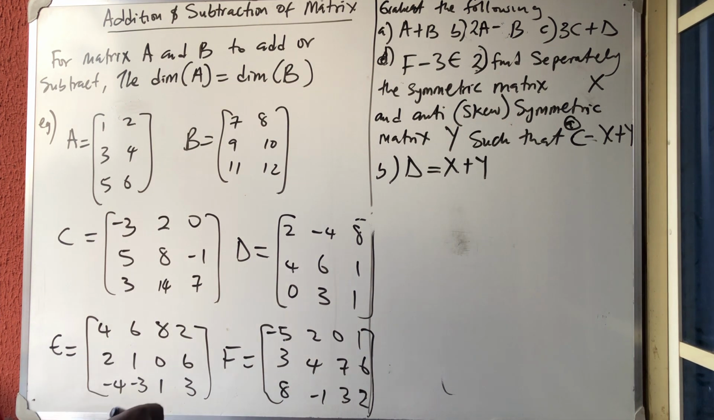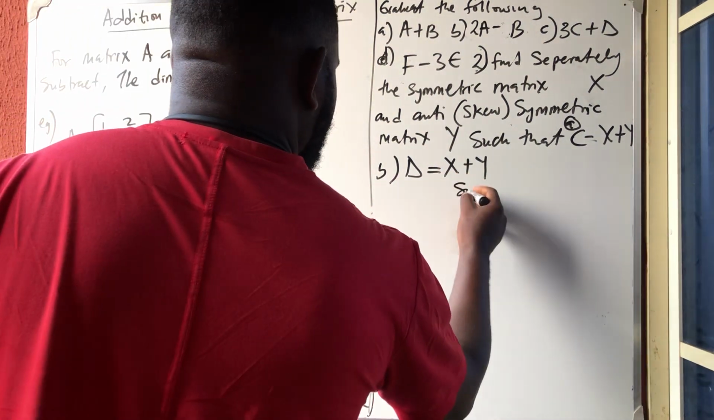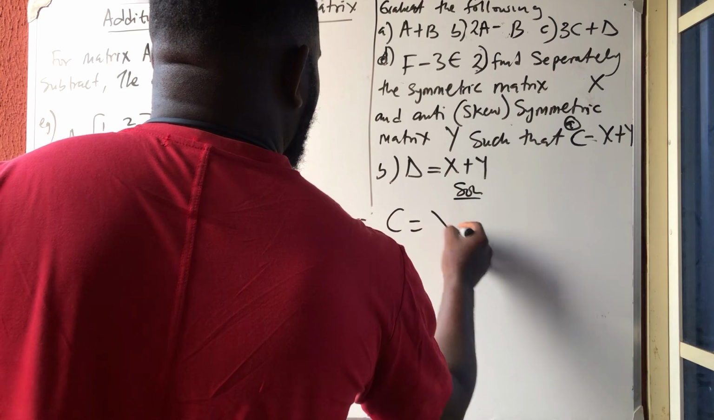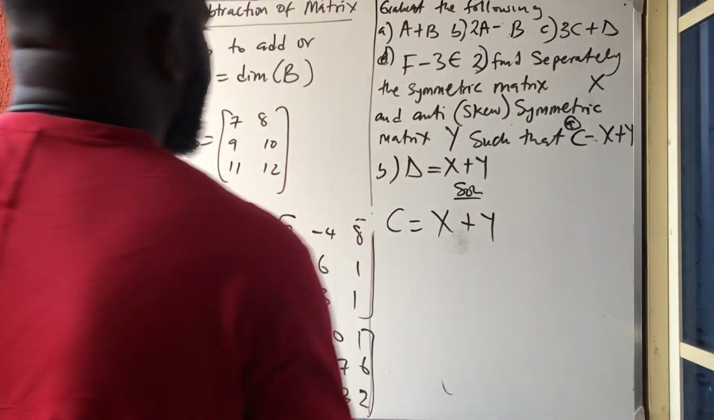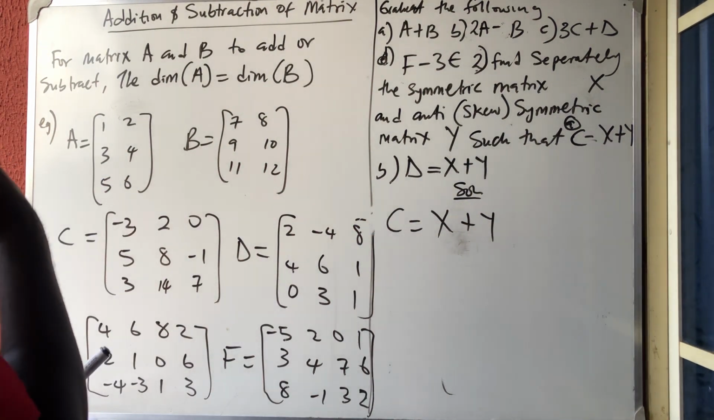So the next thing we are going to look at is number 2. They said we should find separately the symmetric matrix X and the anti-symmetric matrix Y, such that C is equal to solution. They gave us that C is equal to X plus Y.